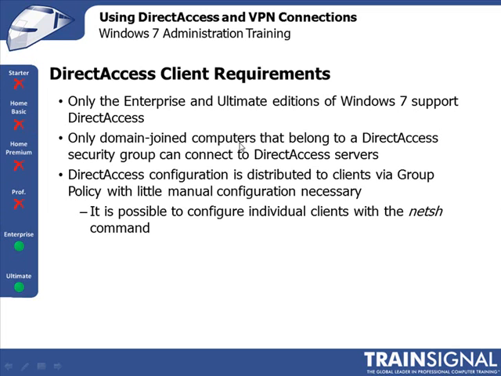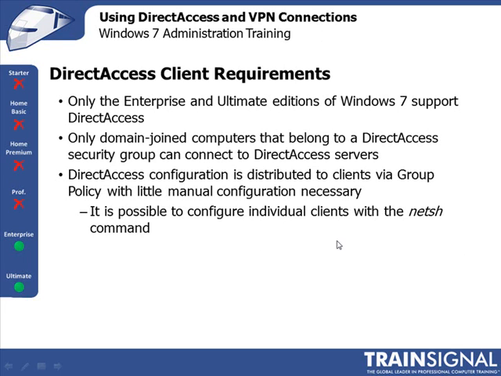Next, only domain-joined computers that belong to the DirectAccess security group are able to access DirectAccess servers. So this security group is created at the same time you deploy DirectAccess on the server side. Keep that in mind when you're working with DirectAccess on the client side. And finally, DirectAccess configuration is distributed to clients via group policy, and there's very little manual configuration absolutely necessary. Do understand that these group policies are scoped in such a way that only the machines that are a member of the DirectAccess security group are going to have these policies applied to them.